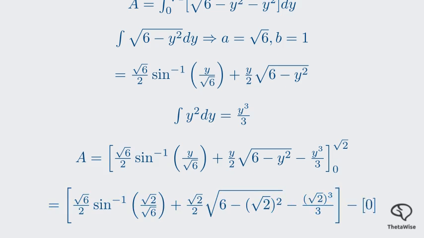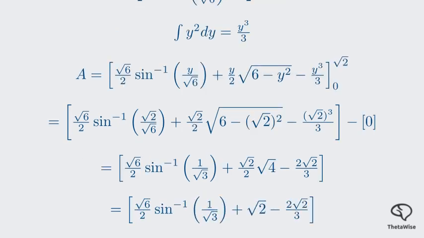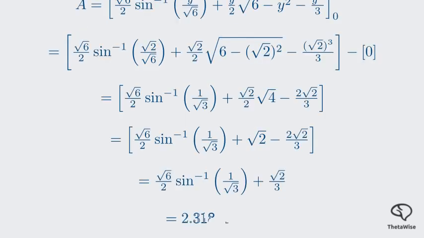Before using a calculator, notice that the square root of 2 over the square root of 6 simplifies to 1 over the square root of 3. Also, root 2 squared is 2. Let's simplify the expression. We have root 6 over 2 times the sine inverse of 1 over root 3. The square root of 4 is 2, and root 2 times 2 is 2 root 2. And root 2 cubed is 2 root 2. The sine inverse of 1 over root 3 is approximately 0.615 radians. We can see that root 2 minus 2 root 2 over 3 is 1 over 3 times root 2.